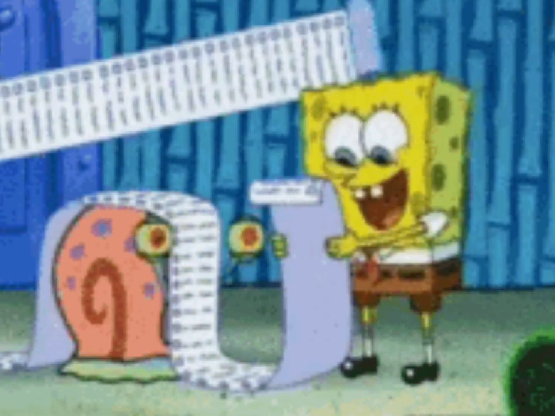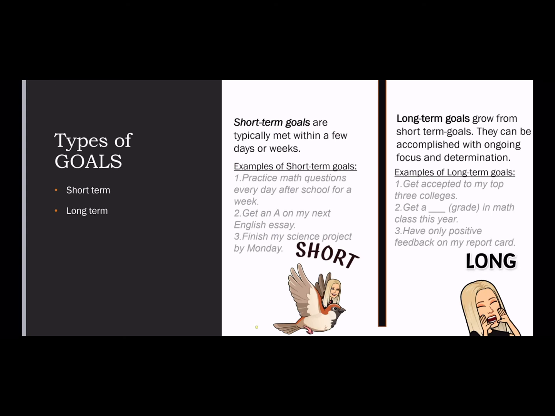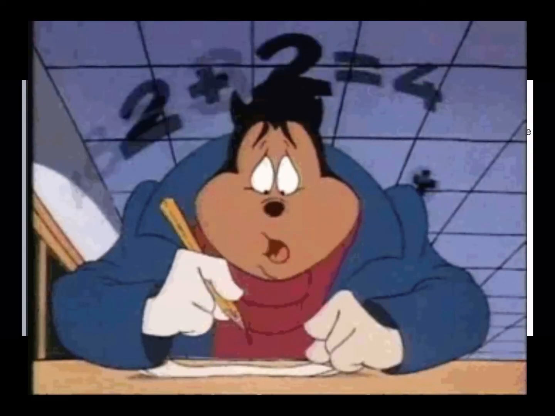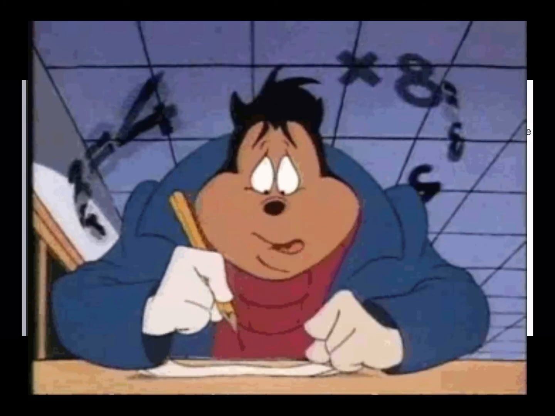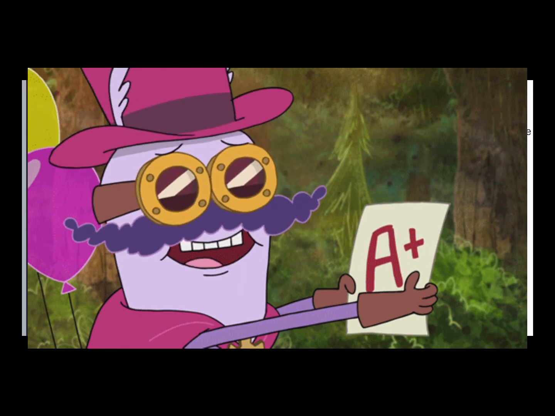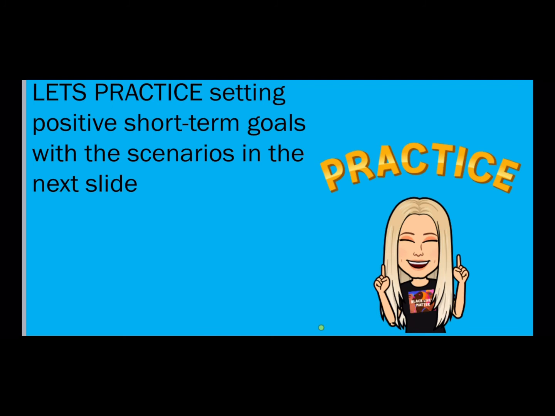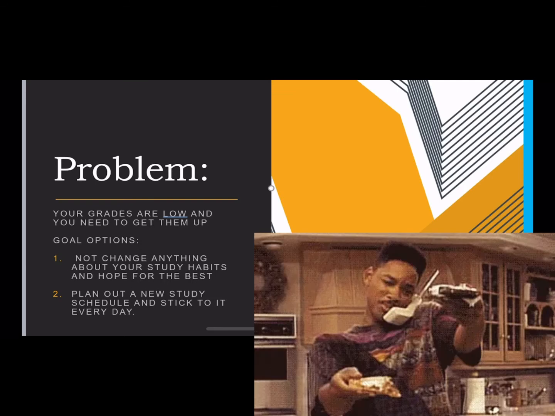Short-term goals are typically met within a few days or weeks, and a long-term goal typically will grow from a short-term goal, and they are accomplished over quite a long period of time, so maybe months or years. An example of a short-term goal would be to practice a math question every day after school for 1 week. And an example of a long-term goal would be to get an A in math class this year. Now you have a chance to practice setting positive short-term goals. Look at the problem and then decide between the two options which one is the most positive.